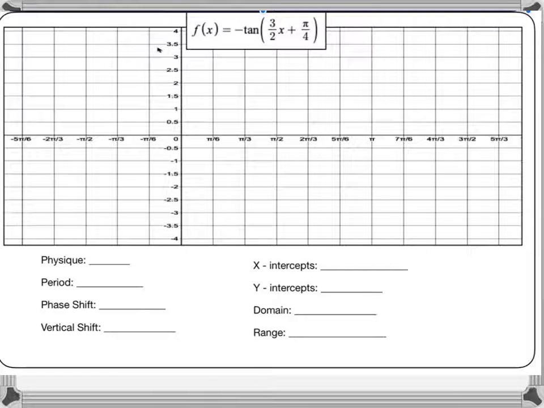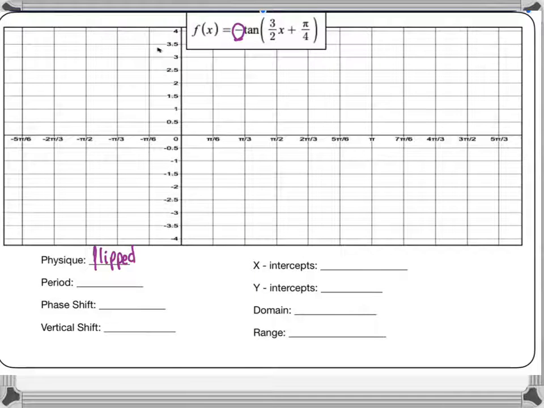Okay, here's our second example for graphing tangent. Let's just get right to business here. It looks like we have a negative sign out in front, and it's a -1. So we know it's negative, so we know it's going to be flipped. When I say flipped, it's going to be flipped over the x-axis, and it is 1.